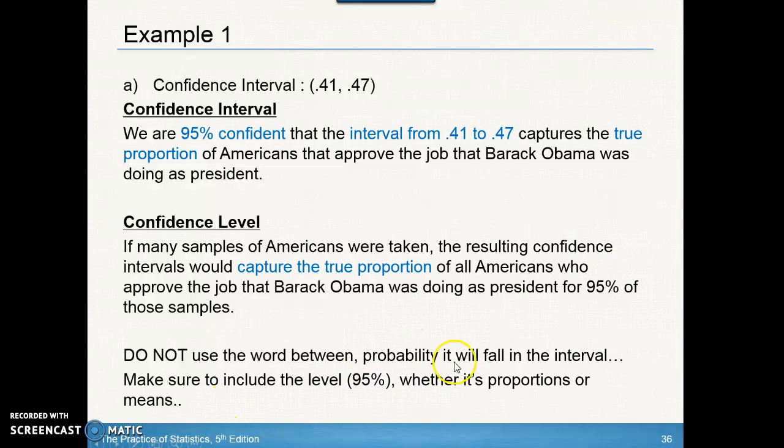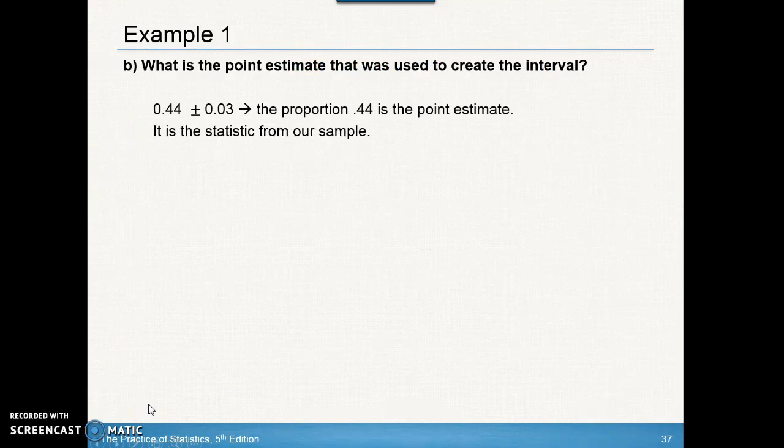Also make sure you don't state it's the probability that it will fall in the interval, because it's not. We're creating an interval that's either going to capture it or not capture it. So it's either 0% chance or 100% chance. It's not a 95% chance that it's going to fall in the interval. It's our methods that we use. We're 95% confident that the methods that we use will capture the true mean. And then make sure you include the level, 95%, 80%, whatever, and make sure you're using the correct wording with proportions or means.